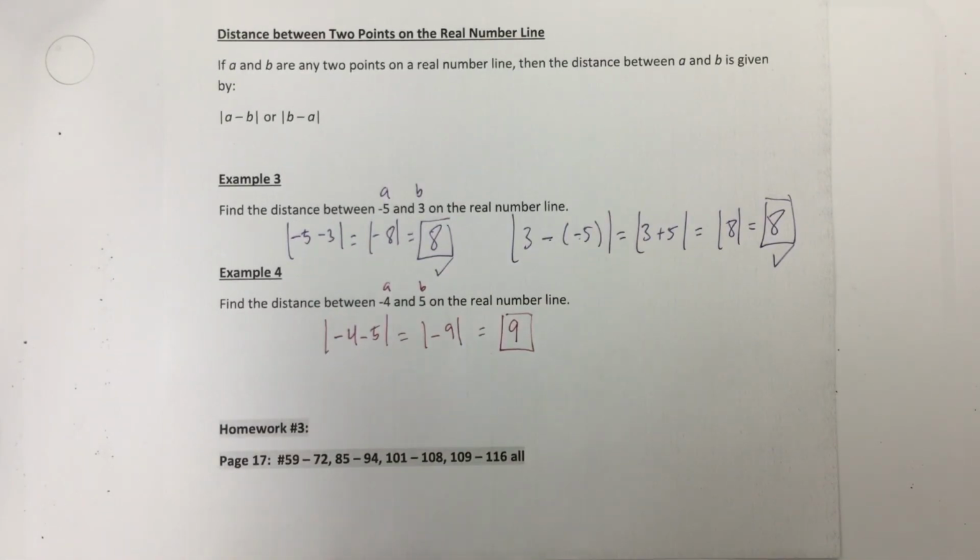You can see right there, that is your homework, page 17, numbers 59 through 72, 85 through 94, 101 through 108, 109 through 116, all.